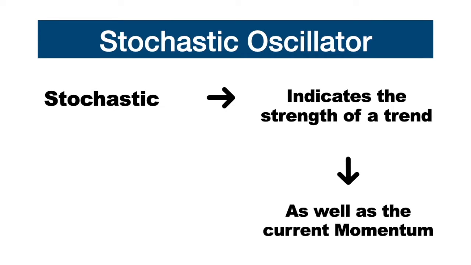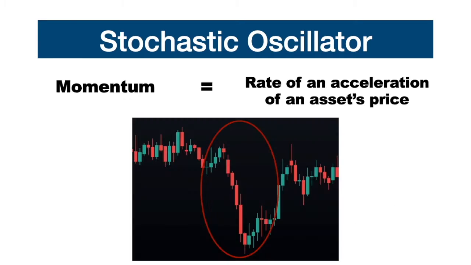The stochastic allows you to evaluate price fluctuations and provides indications on the strength of the trend, as well as the momentum of the price, indicating entry and exit signals. The momentum is the rate of acceleration of an asset's price.